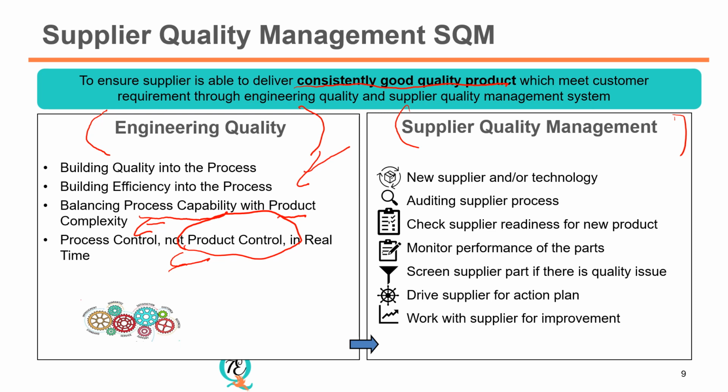Therefore, in supplier quality management, we must look at new supplier or technology qualifications, auditing suppliers' processes, check whether the supplier is ready for the new products, monitor the performance of the parts, and screen suppliers' parts if there are any quality issues. Yes, we have to lead the screening in supplier quality management. And then we drive suppliers for action plans and work with suppliers for improvement. These are the general work or roles and responsibilities of supplier quality engineers and managers.